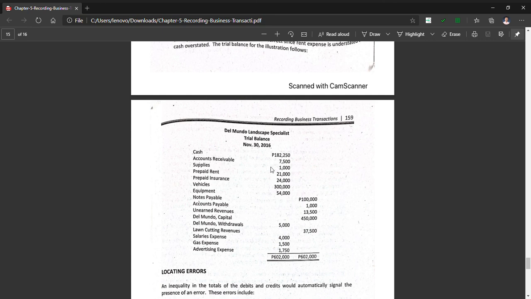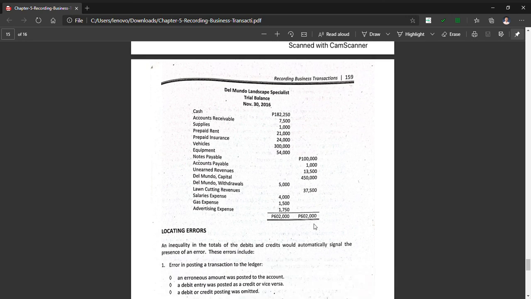Then, after that, add the debits and credits. So, the total debit is 602,000. The total credit is 602,000. You can see that debit and credit balance. That should be the case. Because if they don't balance, we have errors.